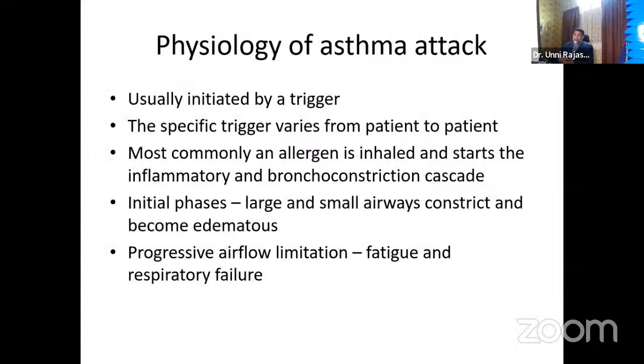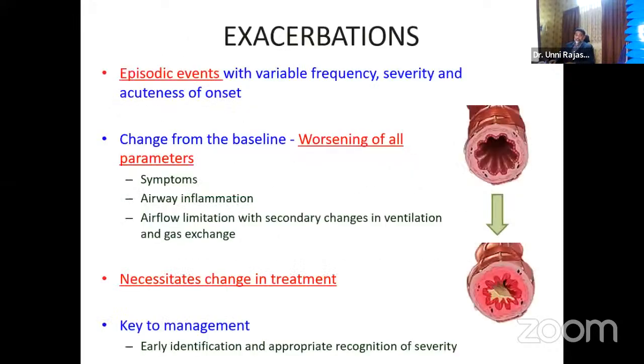Patient in United States of America or in UAE. So the trigger can be varied. Initially, there will be large and small airways which are constricted and become edematous. And then later on there will be fatigue and respiratory failure setting in for our patients.